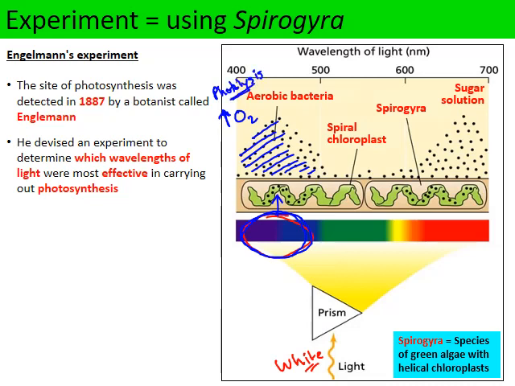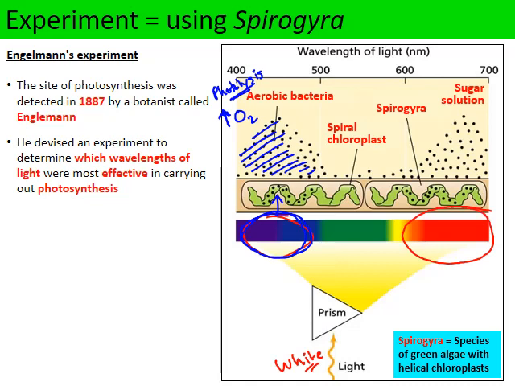So one part of photosynthesis is to split water into hydrogen ions, electrons, and oxygen, and we know that's given off as a waste gas. So these aerobic bacteria could utilize the oxygen, and they accumulated in high numbers around part of the Spirogyra that was absorbing the blue light.